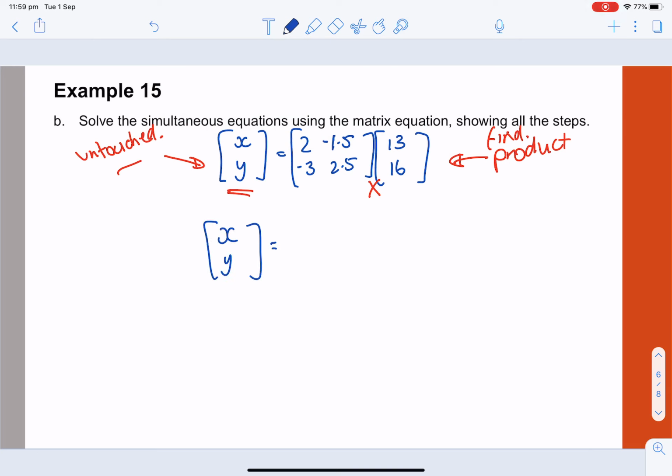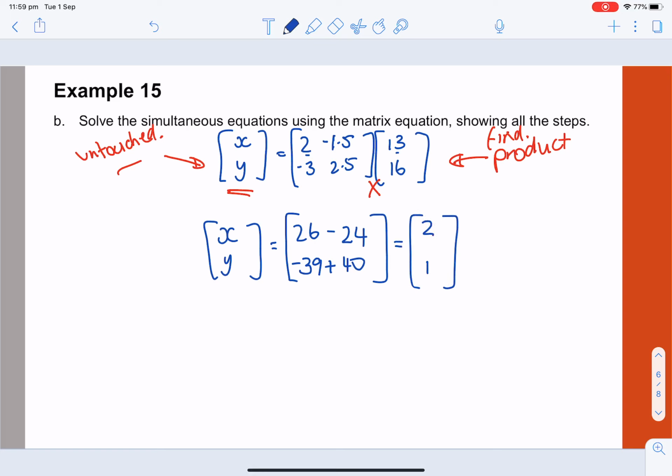Then we multiply through. 2 by 13 gives us 26. And normally you would add them together, but because I've got a negative 1.5, I'm going to subtract. So 1.5 times 16 gives me 24, minus 24. And the second line, I've got minus 3 times 13, which is negative 39. And I've got 2.5 times 16 gives me 40. Add them together. And then that equals 2 and 1.